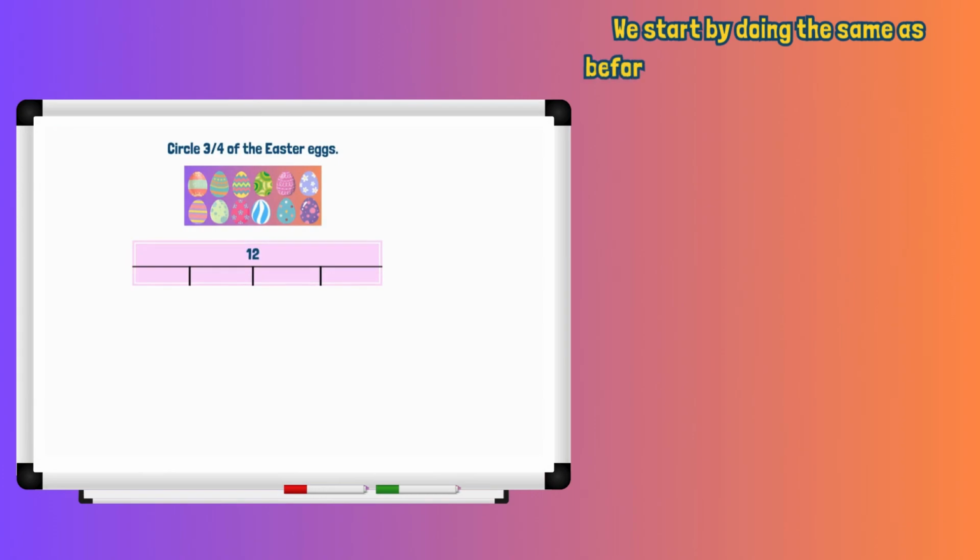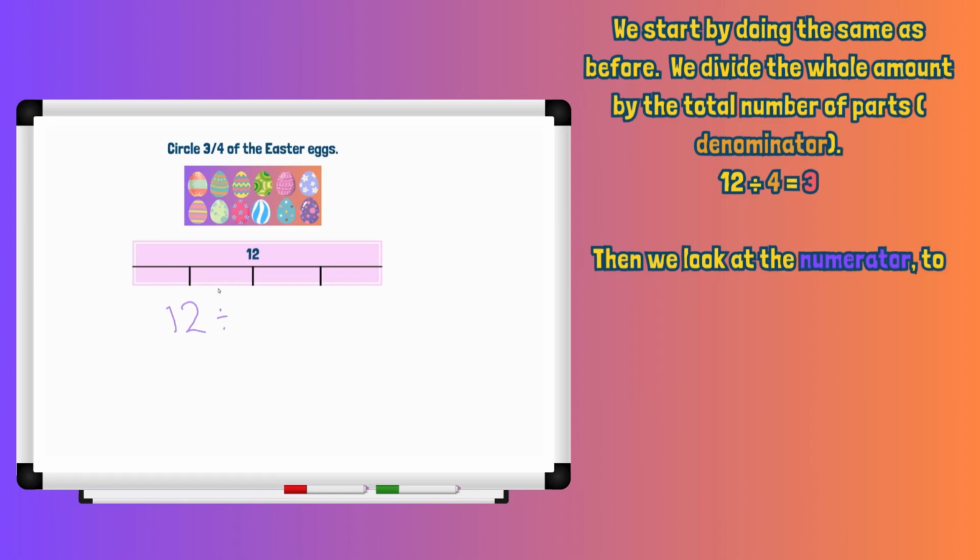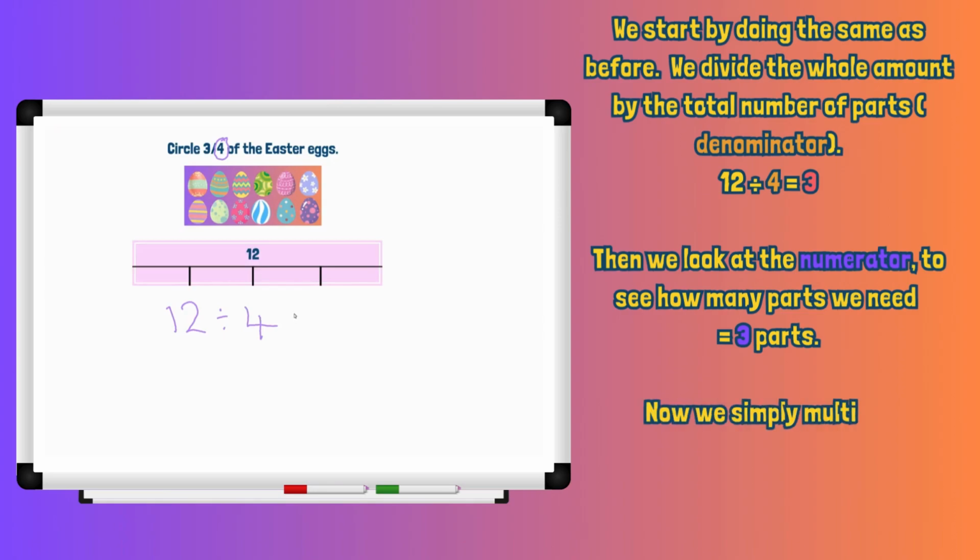We start by doing the same as we did before. We need to divide the whole amount by the total number of parts, which is shown by the denominator. So the whole amount is 12, and we need to share it into 4 equal parts. And 12 divided by 4 is 3. I know this because 3 times 4 is 12. So now I can fill in 3 into each of my 4 parts.